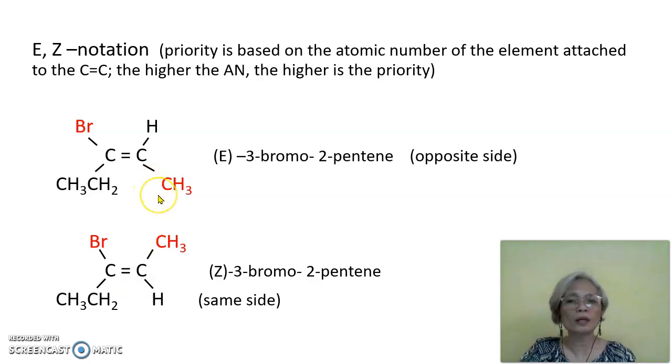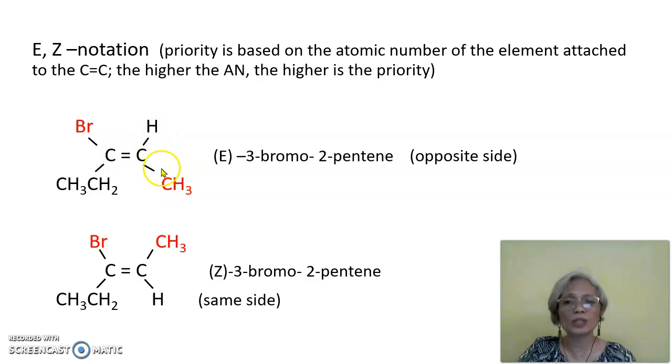Alright, now, if there are 3 or more substituents, the cis-trans notation will no longer be applicable, and therefore, we can now use the EZ notation. E for entgegen, Z for zusammen. This time, we have to consider the priority of the substituents on the vinyl carbon. So, we have to compare bromine and the ethyl group, okay? The higher the atomic number, the higher the priority. Obviously, between bromine and carbon, bromine has a higher atomic number and therefore a higher priority.